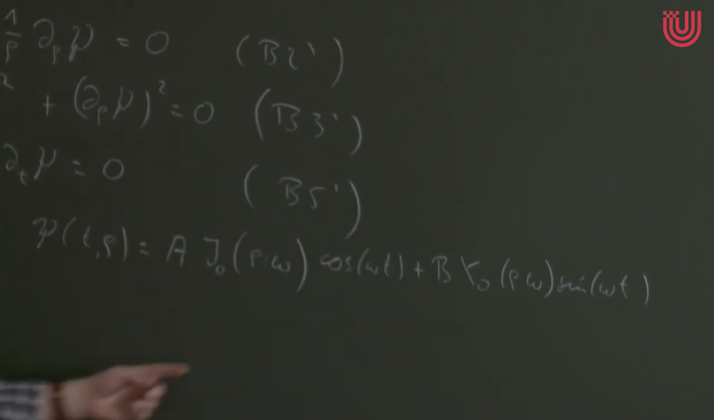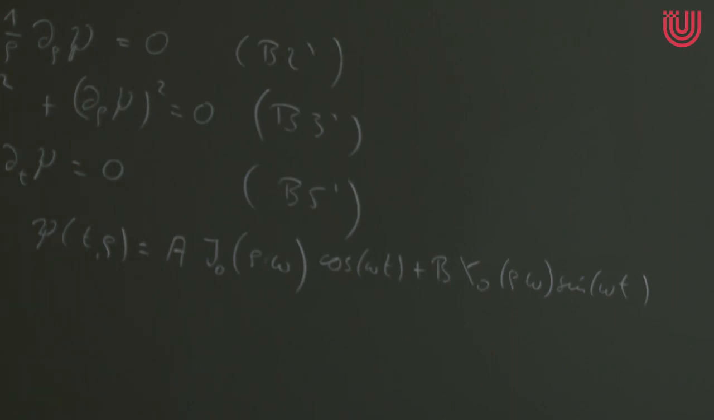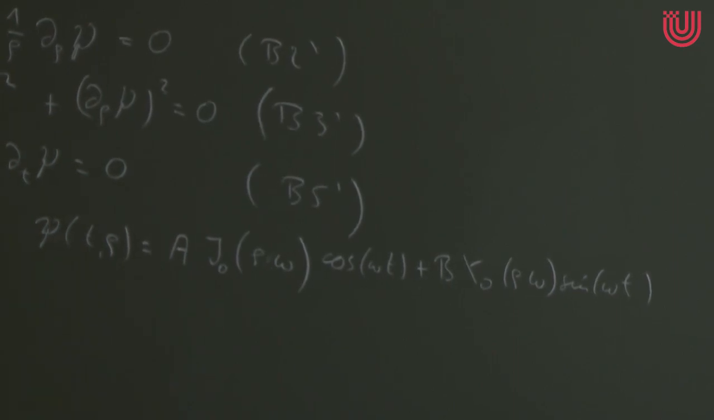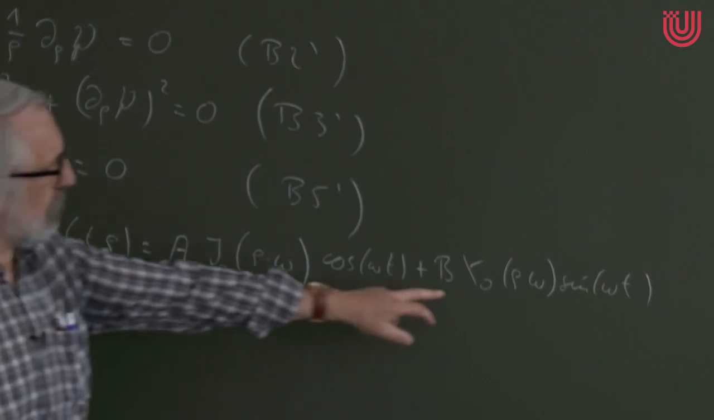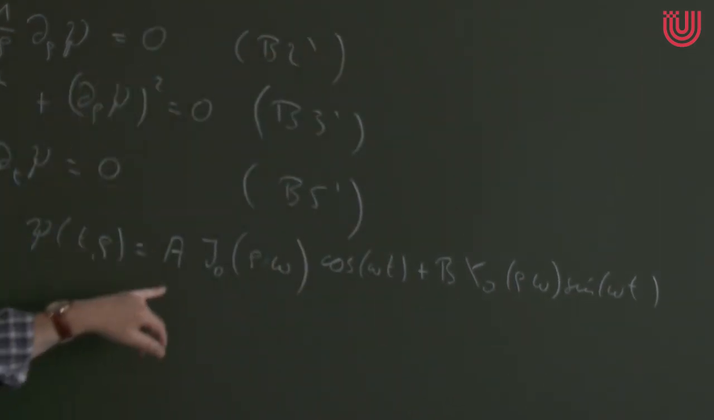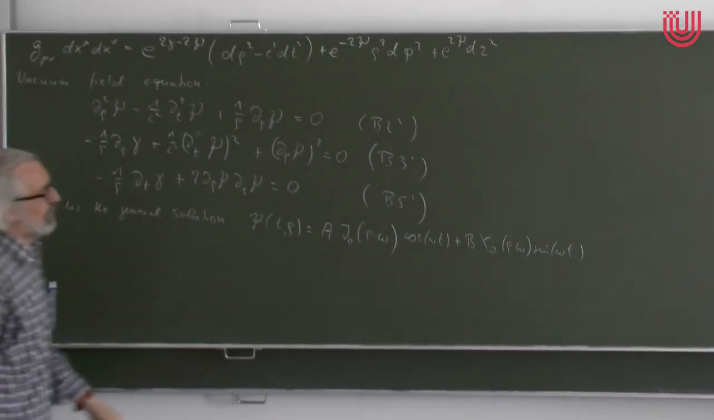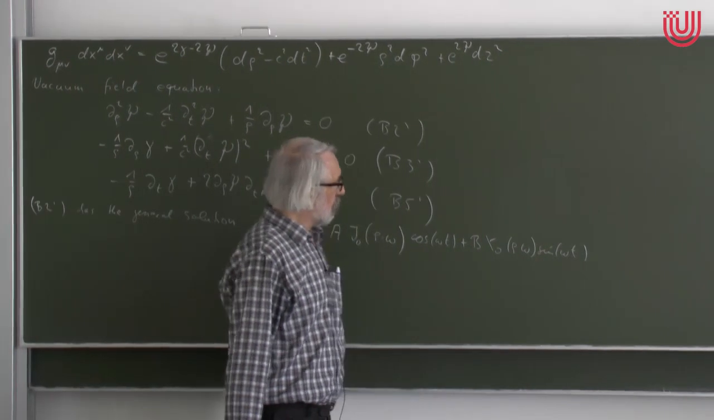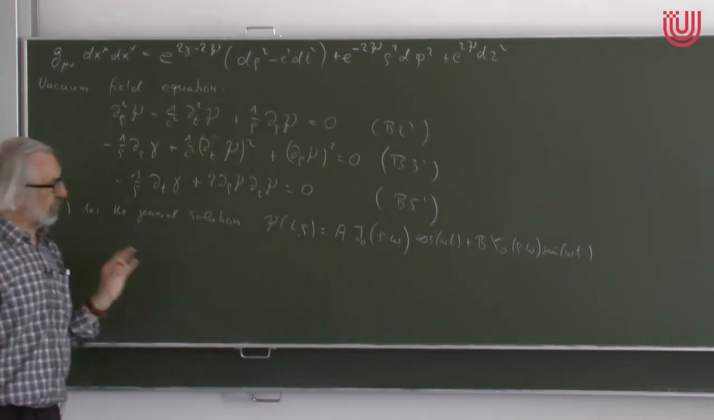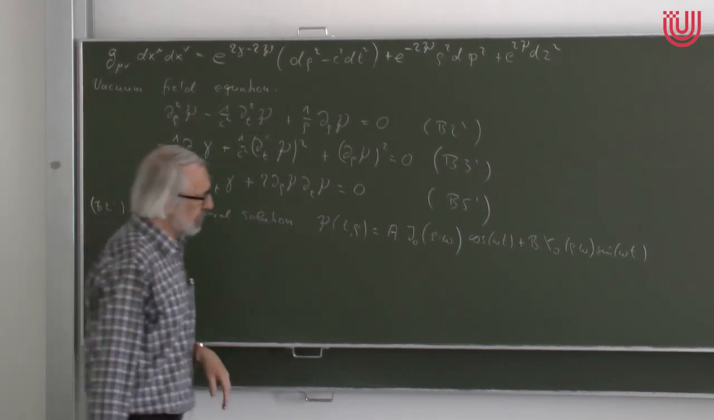And then I said that if you don't want to have a singularity on the axis, then you would have to set b equal to 0. Because the Y naught, the Bessel functions of the second kind, diverge on the axis at rho equals 0. The J naught has a finite value at rho equals 0, but the Y naughts diverge. So if you want a solution which has no divergence in the entire 3-space, then you would set b equal to 0.